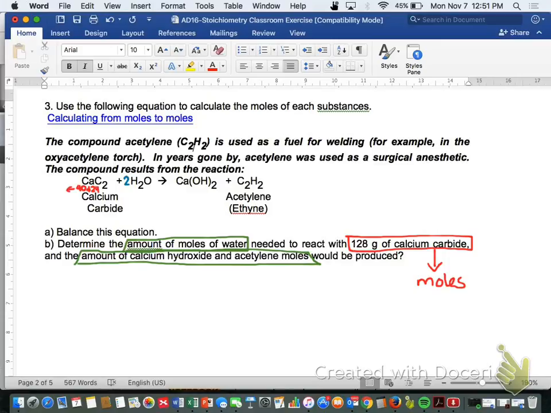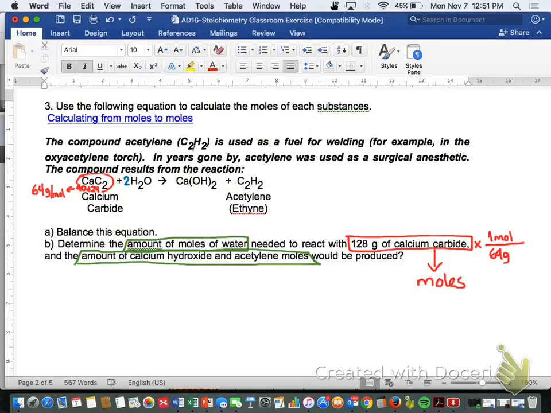So it is 64. I don't need hydrogen here. It's calcium carbide, and I will work everything in moles. So I have a molar mass of 64 grams per mole for calcium carbide. Yes? If I have 128 grams, I just multiply by 1 mole, which equals 64 grams.